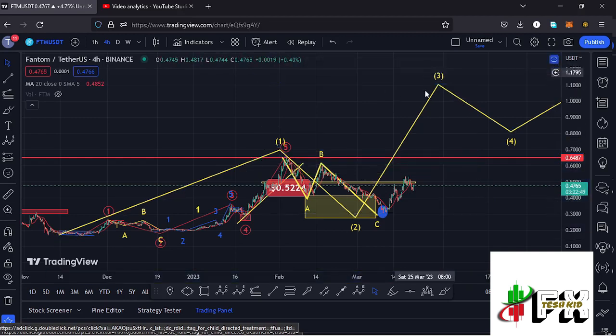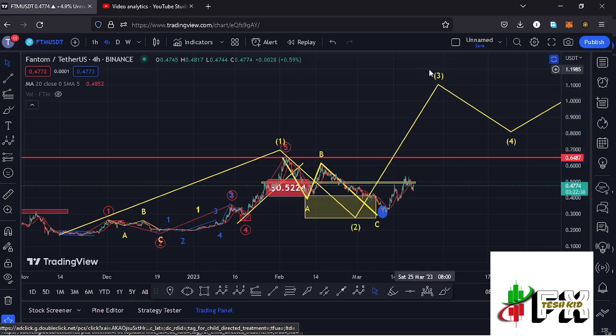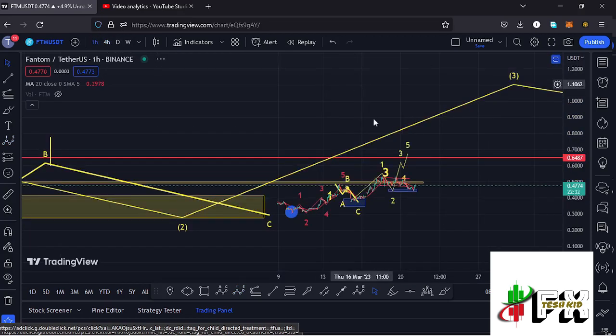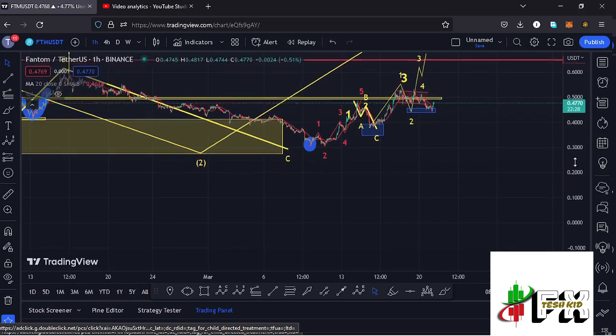And in the formation of this wave 3, because of its impulsive nature, I'm also expecting to see a 5 wave structure in formation within that wave 3, having the wave 5 fully maximizing our target areas and also giving us the high for that wave 3. And I believe that is what is happening here on the 1-hour chart, and that is what is going to give me the short-term scenarios that I'm expecting to play out here on the Fantom chart.